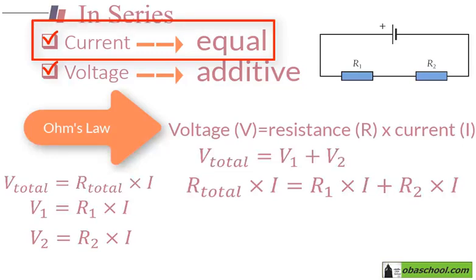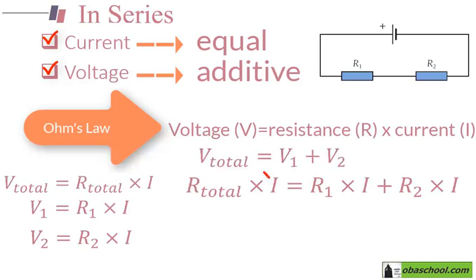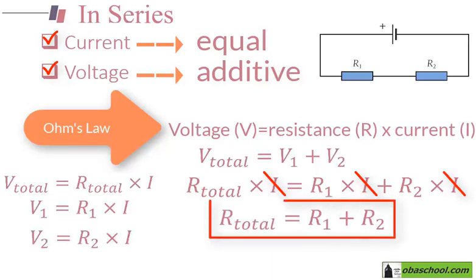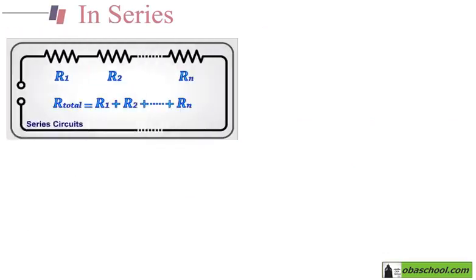So we can divide by this current. We can divide this equation by I. Therefore, the equation is R total is equal to R1 plus R2. This gives the total resistance of two components in series. This total resistance is equal to the sum of the resistance of each component. Adding more resistors in series increases the total resistance of the circuit.